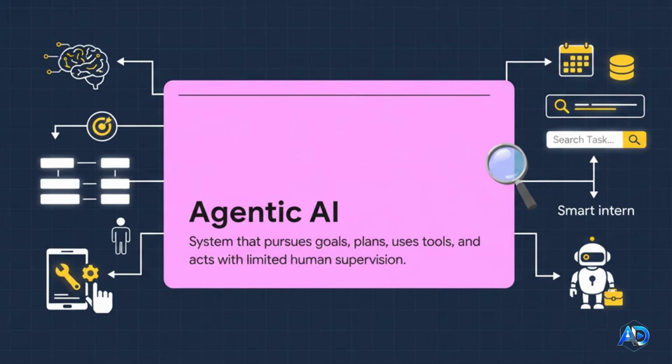So the crucial takeaway here is this definition. Agentic AI is a system that pursues a goal, plans the steps required, uses digital tools, and takes action with limited human supervision. I really like to think of Agentic AI as upgrading from a digital encyclopedia to a smart intern. A smart intern doesn't just answer your questions, right? They understand what you're trying to achieve, figure out exactly how to do it, and then actually get it done.